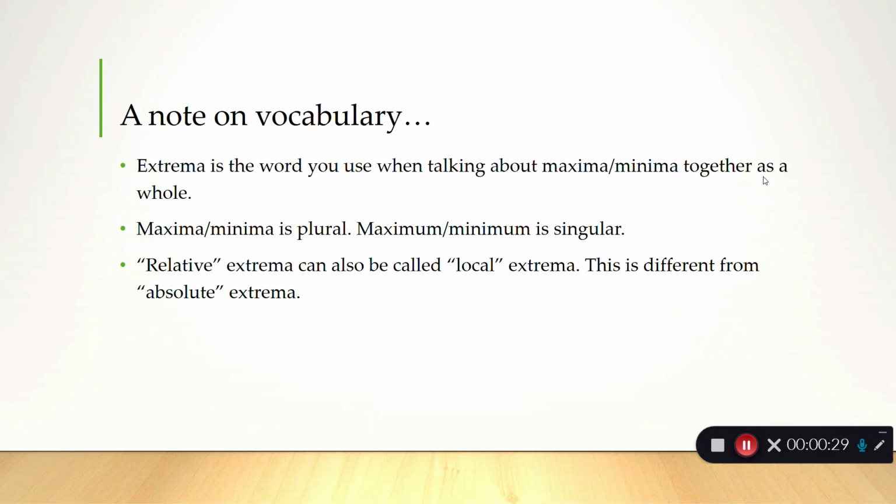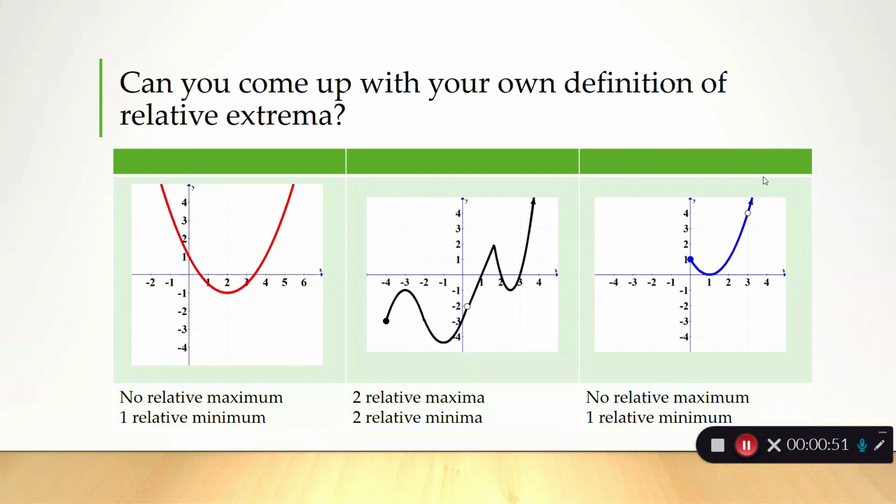And most of y'all have probably done max and mins before, but you probably dealt with absolute extrema, which means there's only one absolute max and min on a graph, and you can include infinity. Here we're talking about relative or local extrema, and you can have multiple ones of these on a single graph. Let's look at a few examples and see if you can come up with your own definition for relative extrema.